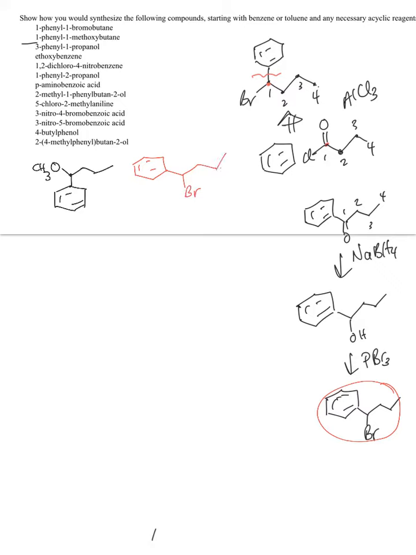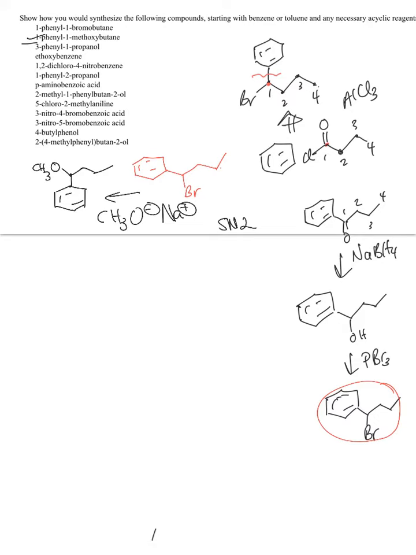bromo compound, and then you can recognize that this is an ether you're trying to make, and this is an alkyl halide, a benzylic alkyl halide. So those are very reactive. So basically, you just need to do the Williamson ether synthesis here. And this would be an SN2 reaction. And that would give you your desired product.